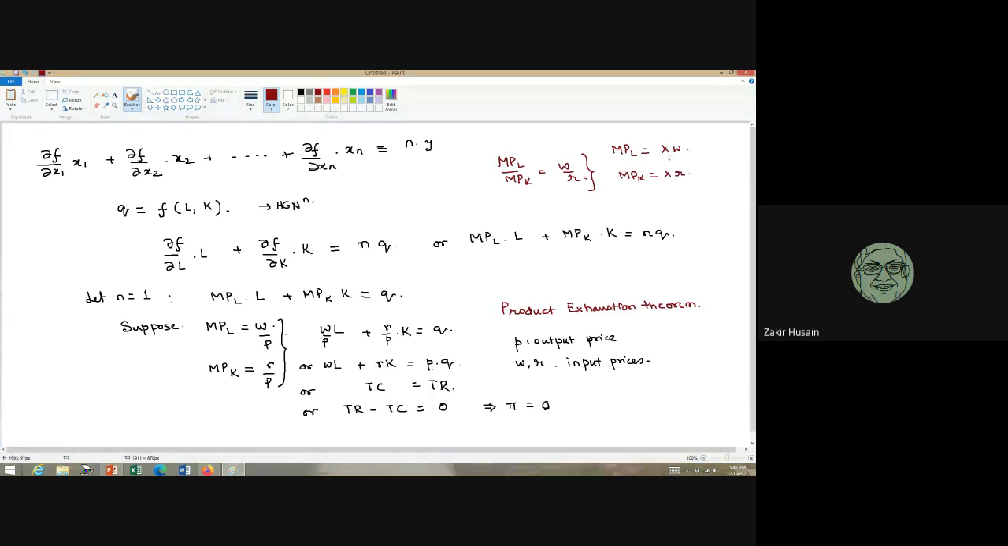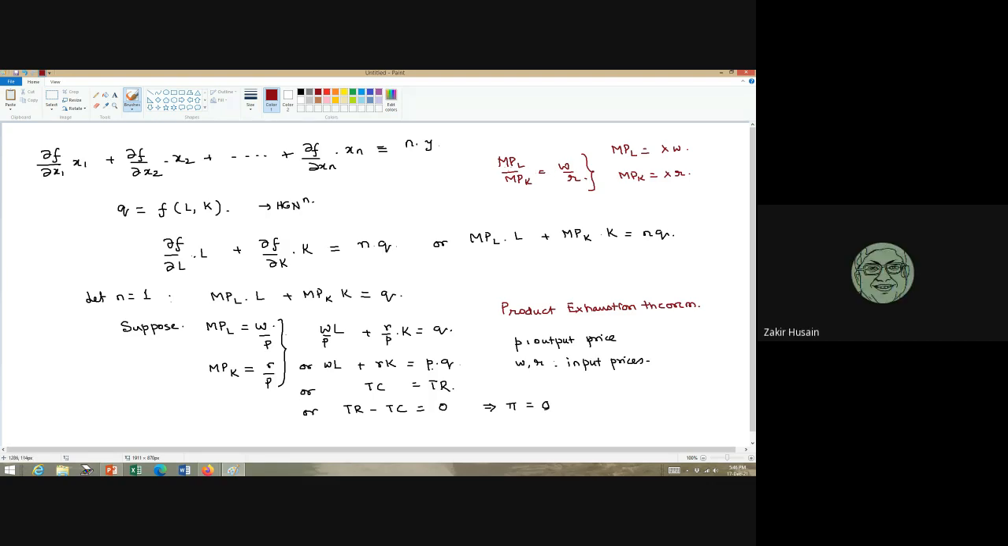We divide this to get this ratio. Yes, sir. Actually, you will learn this result in the next semester. So we get the point of tangency between isocost and isoquant. I can't show it graphically.